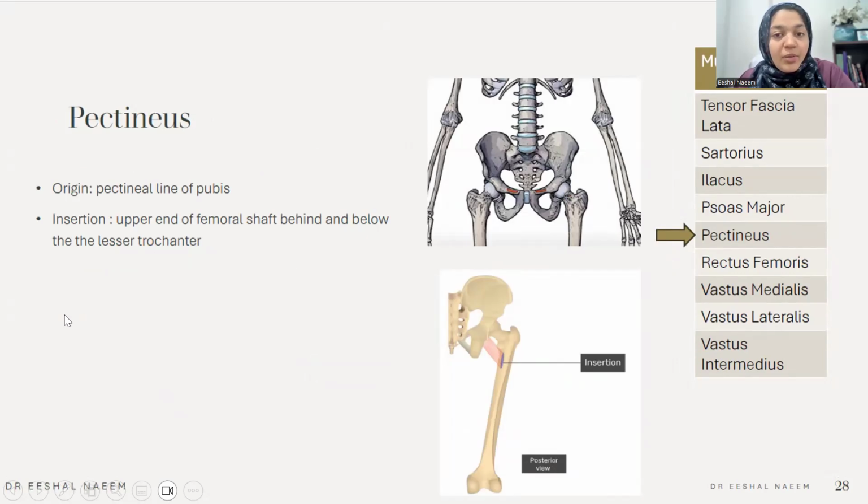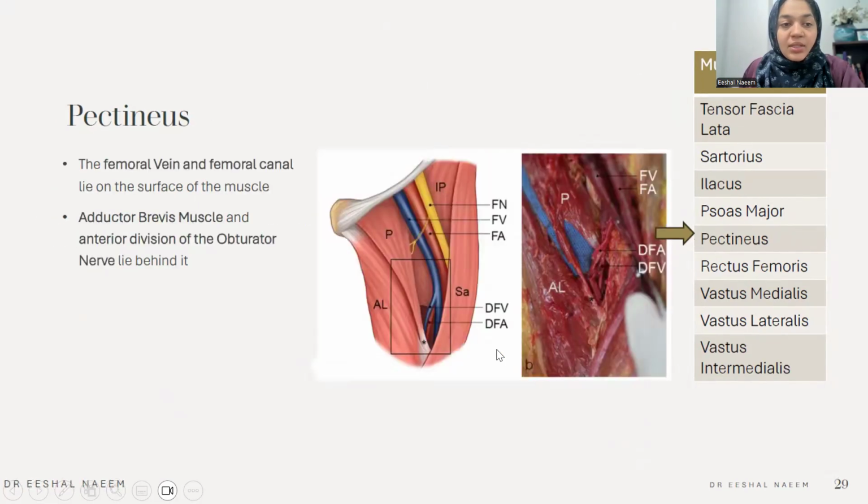Okay, moving on, pectineus. We said there was a very important pectineal line of the pubis. It was inserting into the upper end of the femoral shaft behind and below the lesser trochanter, as you can see here. The pectineus muscle is supplied by the femoral nerve, and the femoral vein and femoral canal lie on the surface of this muscle, right? So can you see this P here? This is the pectineus muscle.